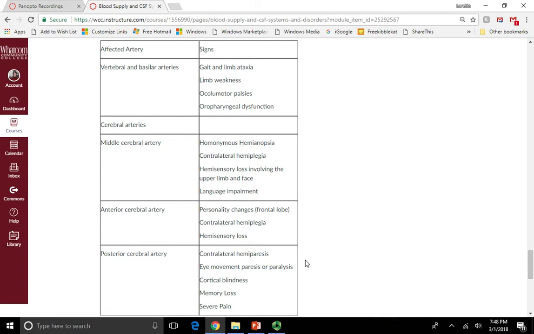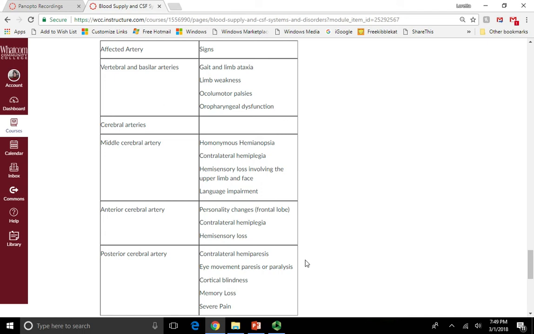and cortical blindness because it affects the occipital lobe. Posterior, it's occipital. And sometimes memory loss, which is when the temporal lobe is affected, and severe pain. So cortical blindness is a hallmark symptom for posterior cerebral artery. You're not going to see that with MCA or ACA strokes. You're only going to see that with the PCA stroke. Same thing with language impairment. You're only going to see that with the middle cerebral artery stroke. And the personality changes come with the anterior cerebral artery stroke.